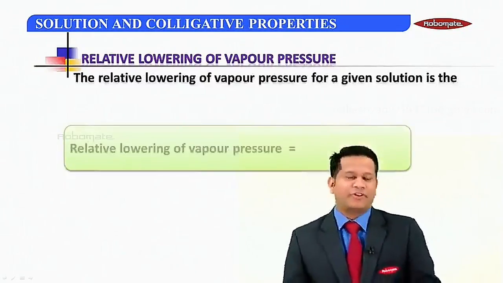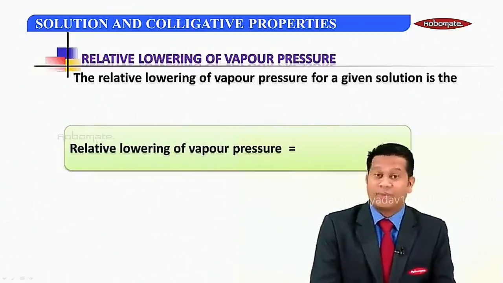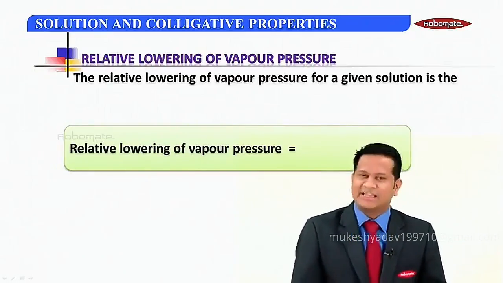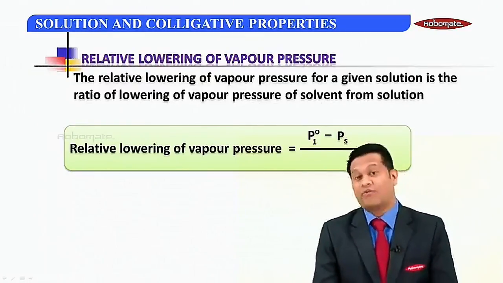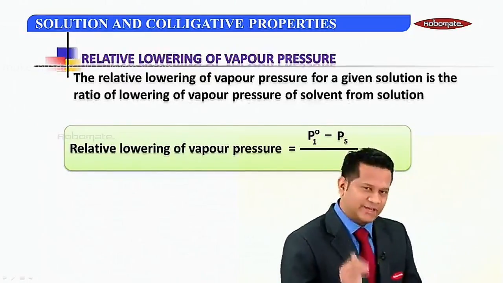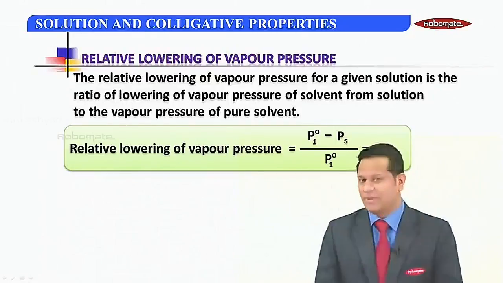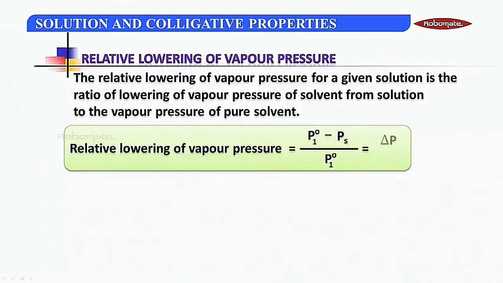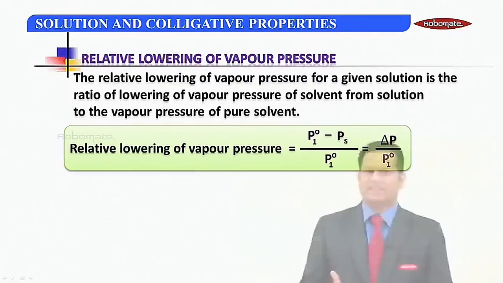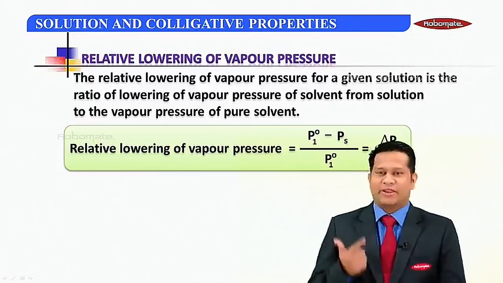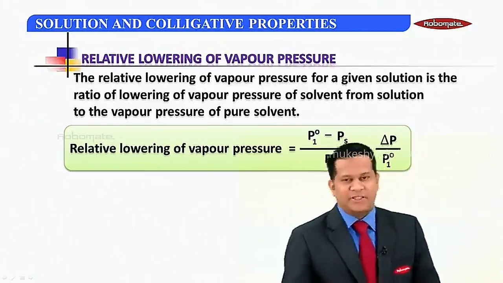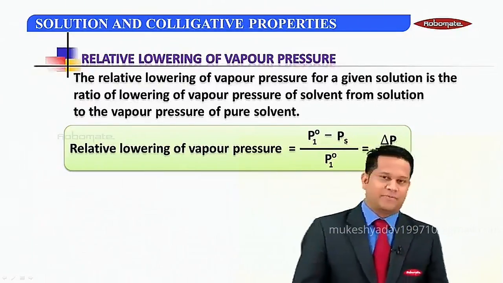Now, relative lowering of vapor pressure for a solution is a ratio: the ratio of the lowering of vapor pressure of the solvent in the solution to the vapor pressure of the pure solvent, symbolically given as delta P upon P01. So one thing we learned here is lowering of VP, and the second thing is relative lowering of VP. VP is nothing but vapor pressure.